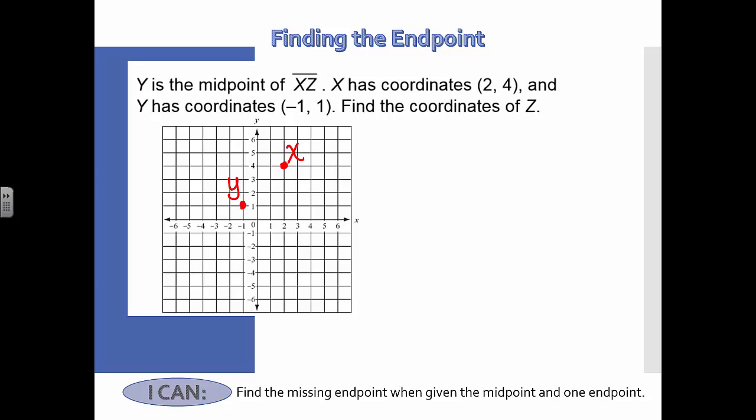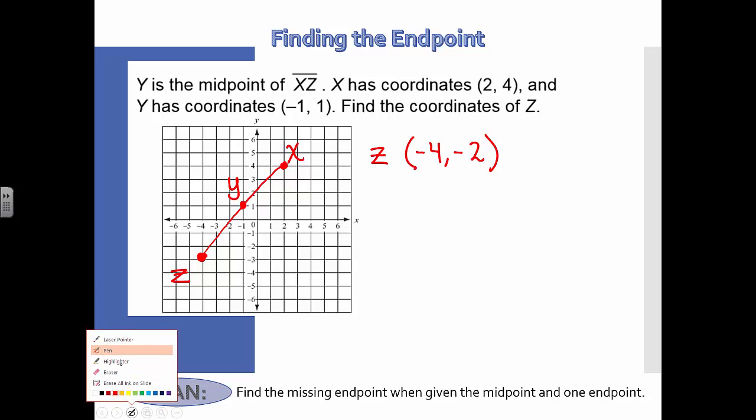So if I want to find the other endpoint, I go down 1, 2, 3, and over 1, 2, 3. And they say, all right, the coordinates of z have to be right there, and then y is directly in the middle. So the coordinates of z, my other endpoint, end up being at -4, -2. So some students like to do it graphically. I tend to do it using algebra and the midpoint formula.